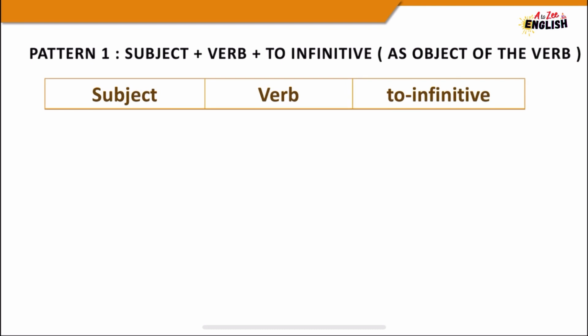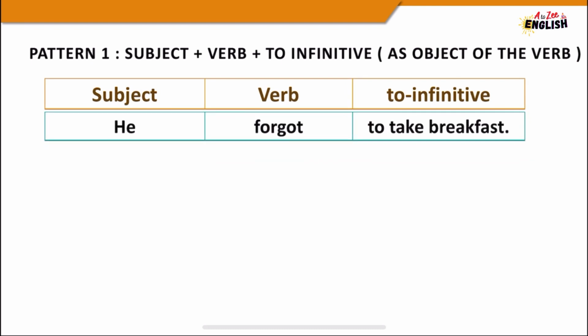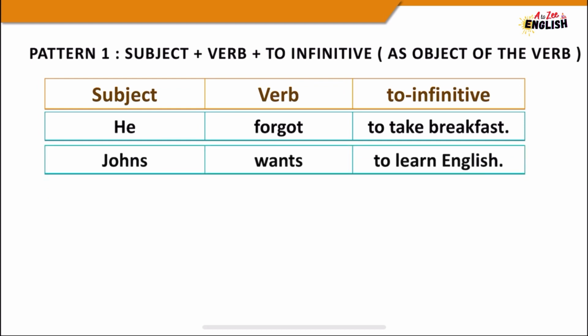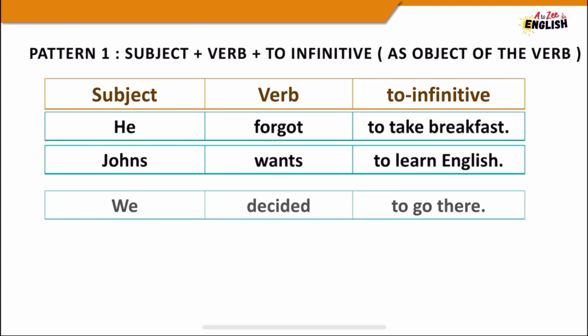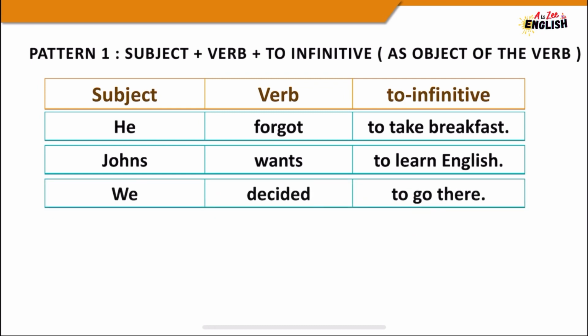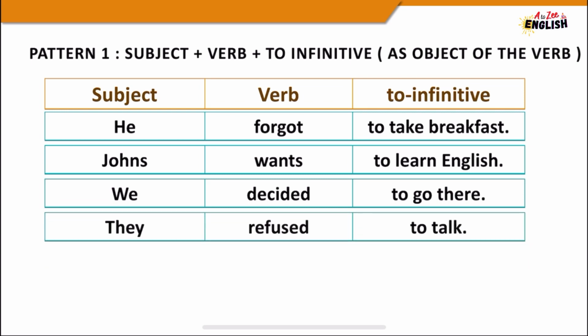Here, to infinitive is used as an object of the main verb. If we take an example: He forgot to take breakfast. Here, forgot is the main verb and to infinitive is used as the object of the verb. John wants to learn English. Here, wants is the main verb. We decided to go there. They refused to talk. In all these examples, to infinitive is used as the object of the verb.